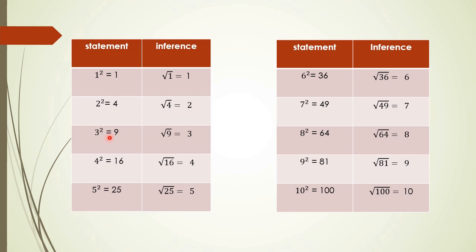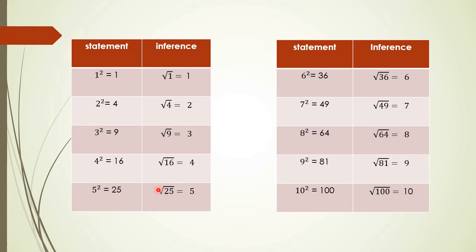3 square is equal to 9. So we can write square root of 9 is 3. 4 square is equal to 16. So the square root of 16 is 4. 5 square is equal to 25. So how can we write it starting from 25? Square root of 25 is equal to 5.